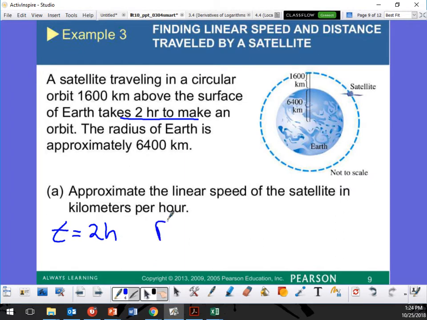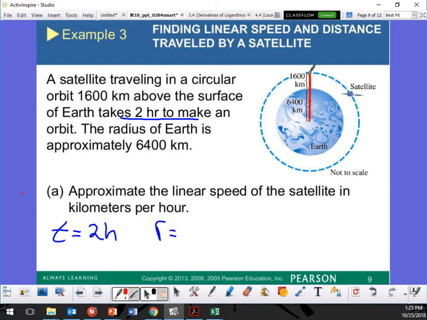Radius. Okay, so the radius is equal to how much? 6,400 kilometers? Try again. Are we talking about the radius of the satellite? 1,600 kilometers? Try again. Is this the radius that we're talking about here? 8,000. Just 8,000, right? Yes, because I'm adding those two values together, right?